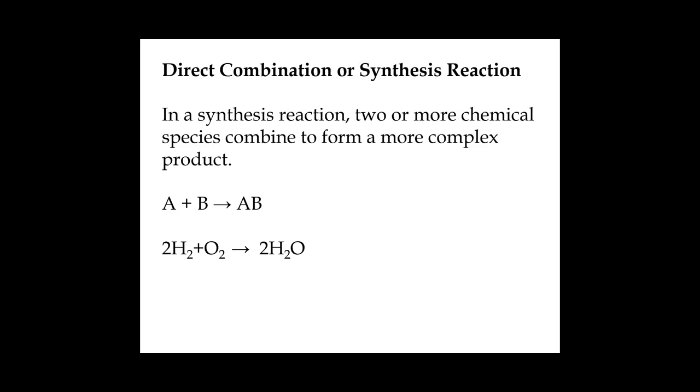A reaction in which two or more substances combine together to form a single substance is called a combination reaction or synthesis reaction. This is the general representation of a combination reaction. A and B are reactants. AB is a product. A and B, both reactants, combine to form a new substance AB. So this is an example of a synthesis reaction: one or more substances combine to form a single new substance.